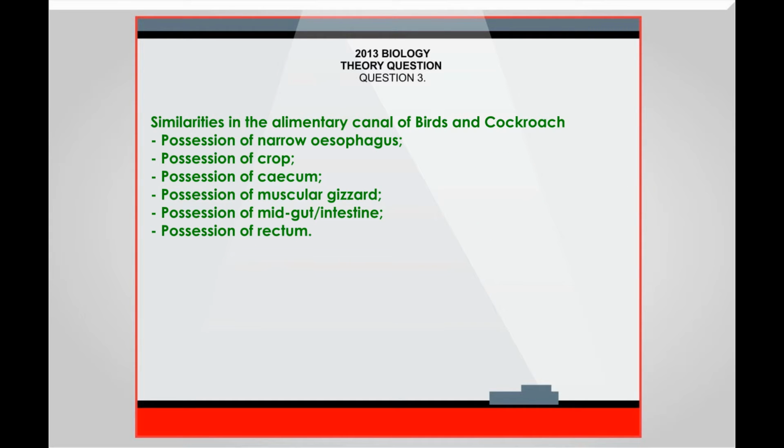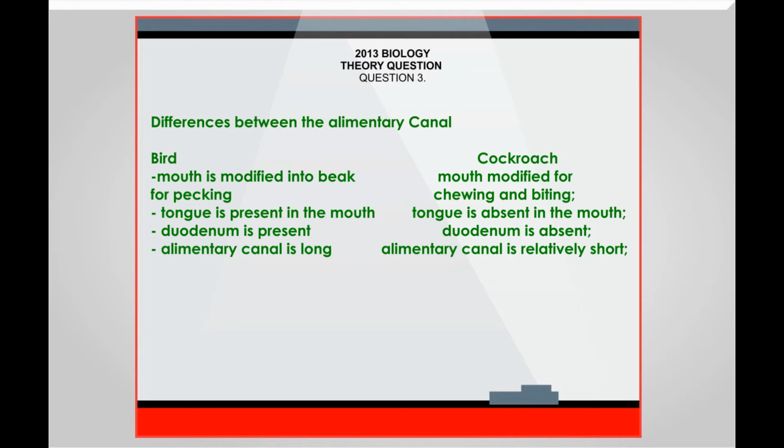Similarities in the alimentary canal of birds and cockroach. Possession of narrow esophagus. Possession of crop. Possession of caecum. Possession of muscular gizzard. Possession of midgut intestine. Possession of rectum. Differences between the alimentary canal. Bird, mouth is modified into beak for pecking. Cockroach, mouth modified for chewing and biting.